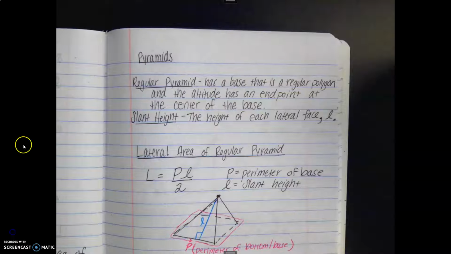Hi everybody, so today we are going to be going over lateral area and surface area of pyramids. We have a couple of definitions. Regular pyramid, all that means is it has a base that's a regular polygon. Remember, regular just means all equal sides and all equal angles. And then it has an altitude, which remember altitude means it drops down and gives a 90-degree angle. It has an endpoint at the center of the base.